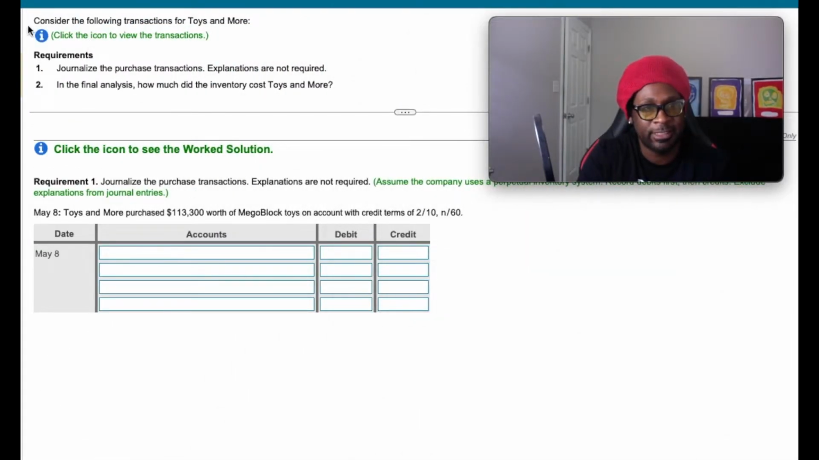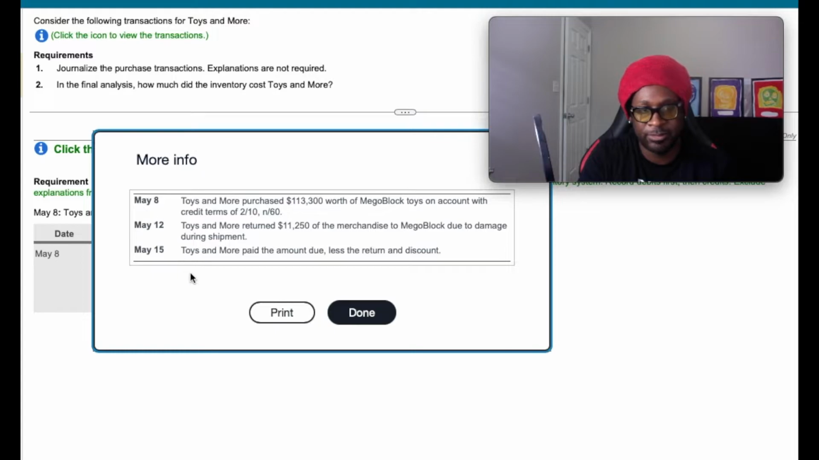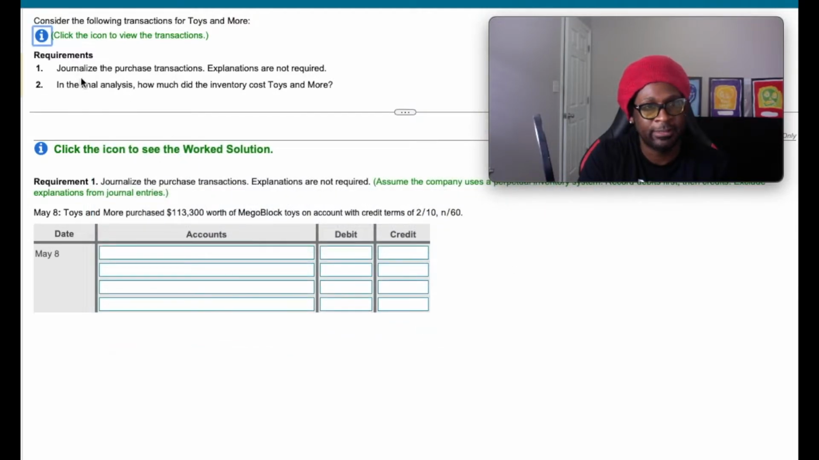So it tells us to consider the following transactions for Toys and More. So we're going to click on this. And we have a couple of transactions for the month of May. Then it tells us to journalize the purchase transactions. And it tells us in the final analysis how much did the inventory cost. Alright, cool. So gang, we are dealing with inventory.